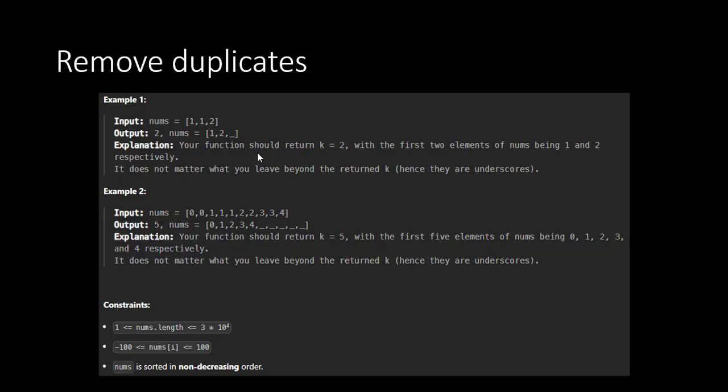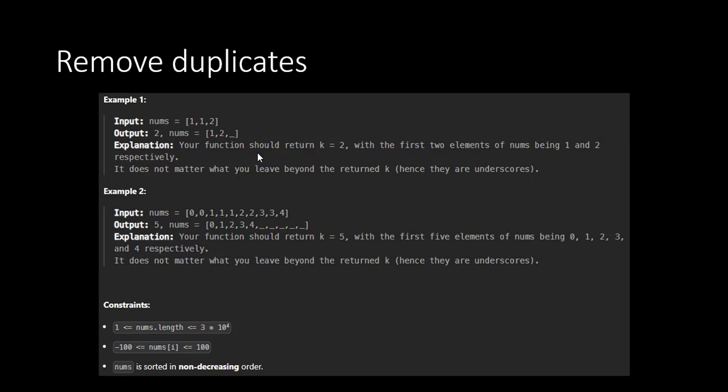Now let's see with an example. Let's say 1 1 2 is there. What we're expecting is that the output should be 2, because there are two unique elements, 1 and 2, and they should get printed like 1 and 2. Same goes with the second example, 0 0 1 1 1 2 2 3 3 4. In this case, the unique elements are 5, so the output should be 5, and the array should look like 0 1 2 3 4. That's the relative order that we spoke about in the previous slide: you should maintain the same relative order, but remove the duplicates, and remove them in place.